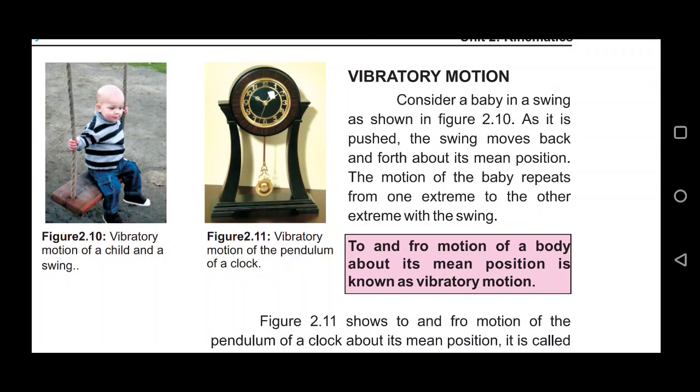The position where we release the swing, and on the other side of the rest position or mean position, the maximum position where it reaches and moves back, these two positions are called extreme positions, and the motion is in between these two positions and around the initial rest position. Examples of vibratory motion are the motion of the pendulum of a clock. Children moving as they play the seesaw game, and this motion is also vibratory motion. And these are the examples of vibratory motion.